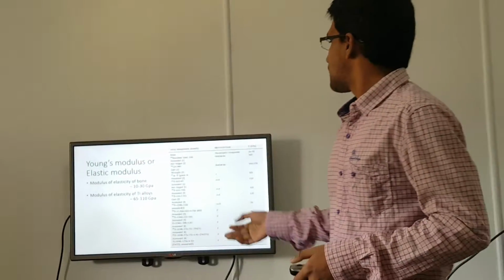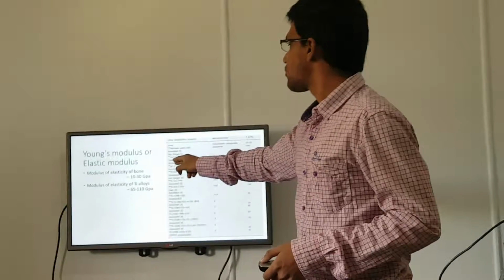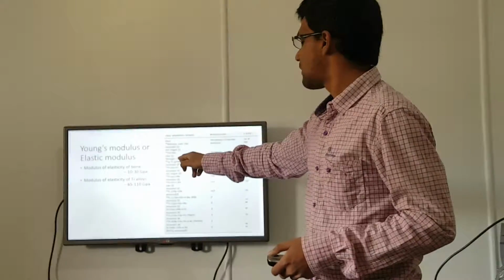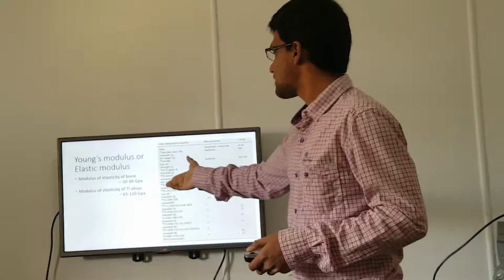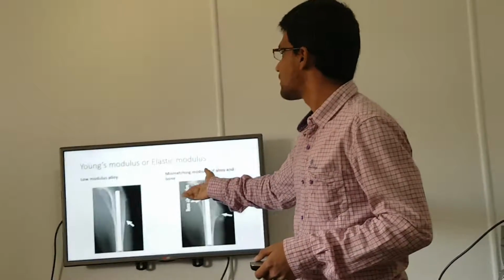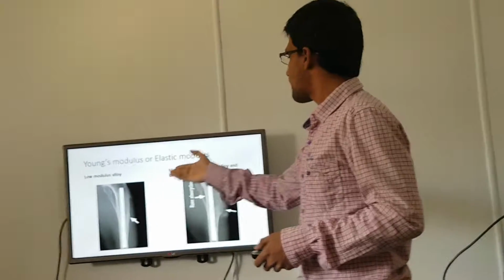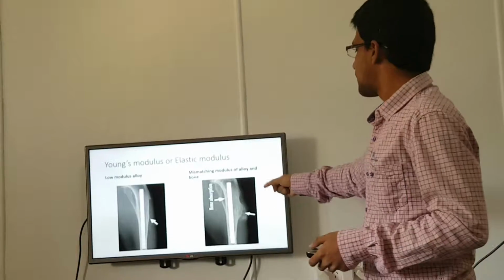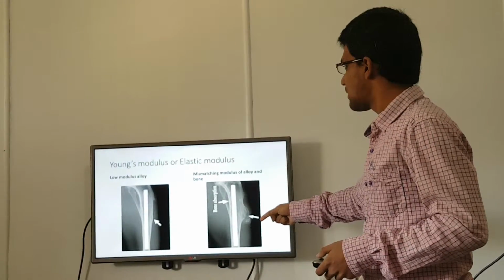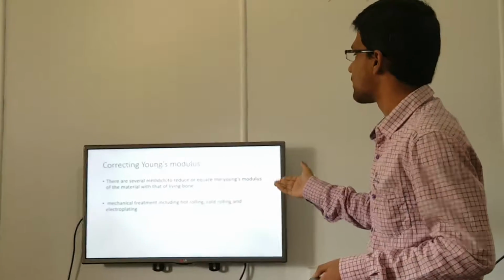Okay, as defined in this table, bone has an elastic modulus of 10 to 30, and the titanium alloys, which are the lowest of all of the metals, have an elastic modulus of 65 to 110. This is the effect of low modulus alloy compared with the higher modulus alloy. As you can see, the higher modulus alloy brings about damage to the bone, so it should be avoided.